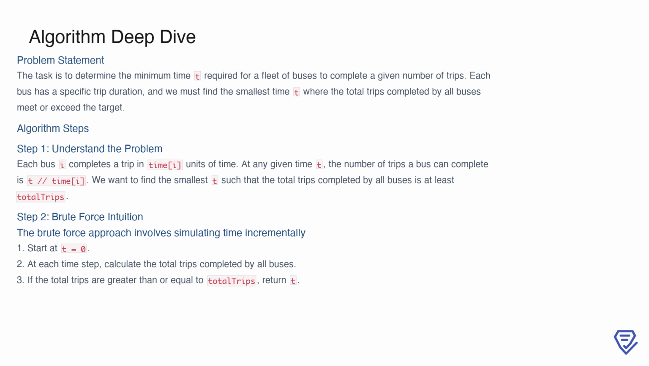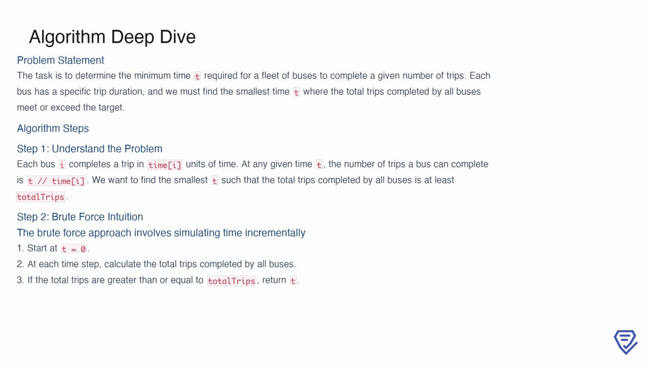To start solving the problem, the first step is to understand how the trips are calculated. For any bus with a trip duration time[i], the number of trips it can complete by a given time t is simply t / time[i], which gives the integer division result. The challenge lies in finding the smallest time t that ensures the total trips from all buses are at least equal to total trips.